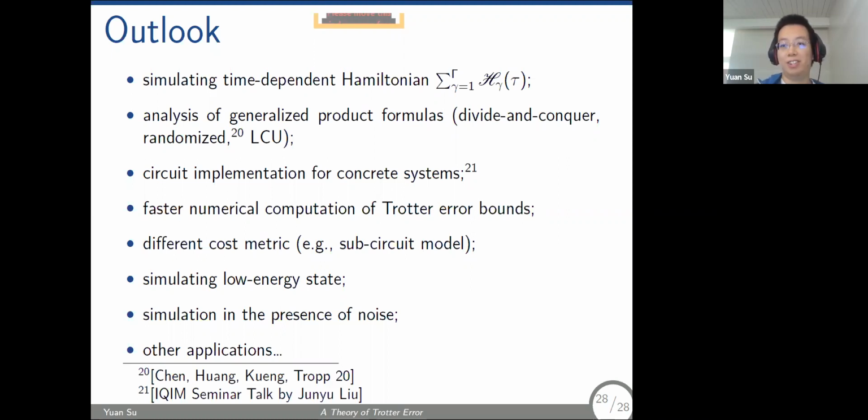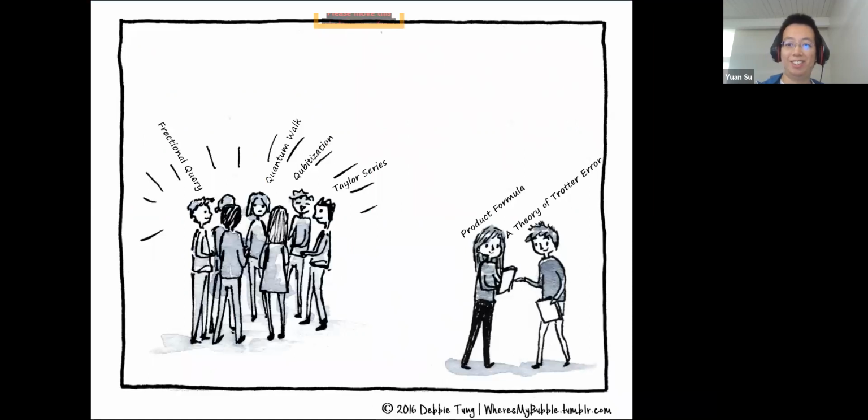Simulation of low energy states. Maybe you can further use this energy information to speed up your quantum simulation beyond what we have done here. Simulation in terms of noise, more realistic issues. And maybe there could be some other applications beyond what has been listed here. And with that, we have a very happy ending, and thanks for listening. I'm happy to take some questions.